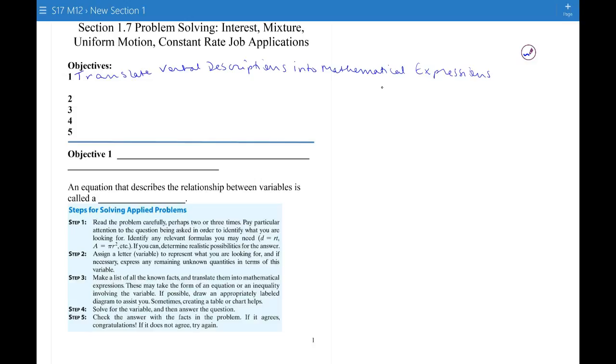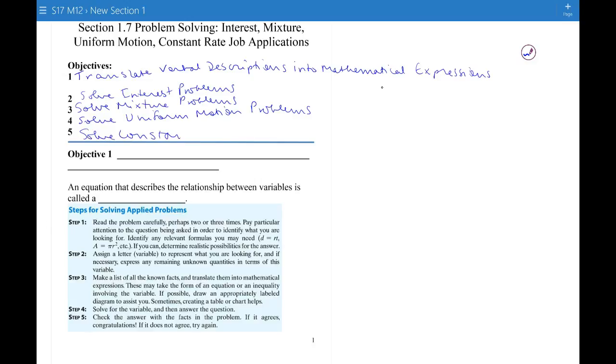So this is just practicing turning the words of the word problem into the mathematical language that we need to be able to solve the problems. Then we're going to solve interest problems, and solve mixture problems, solve uniform motion problems, and solve constant rate job problems.